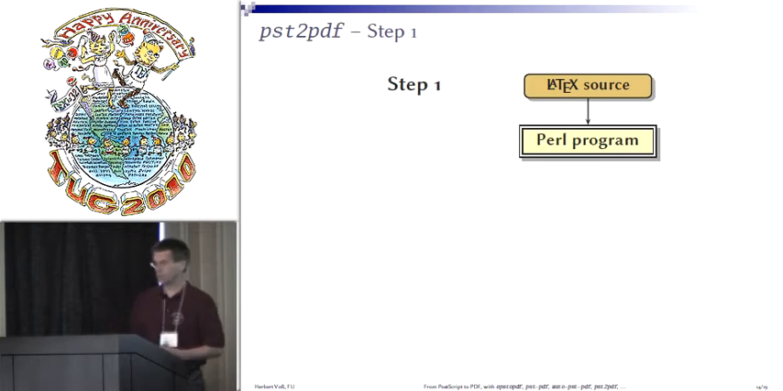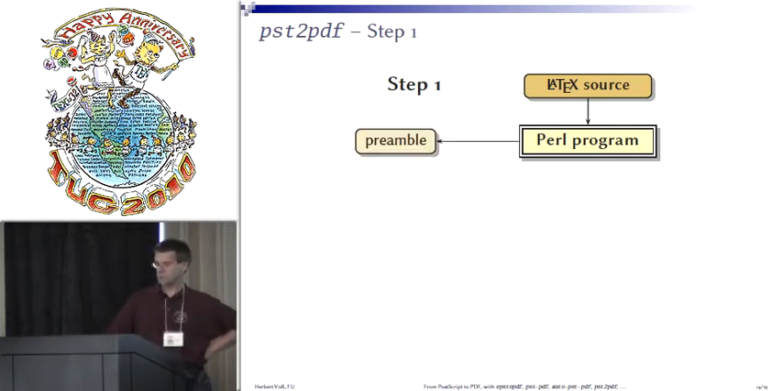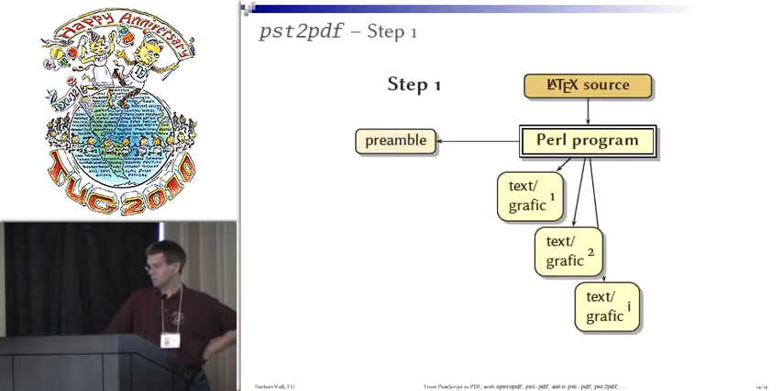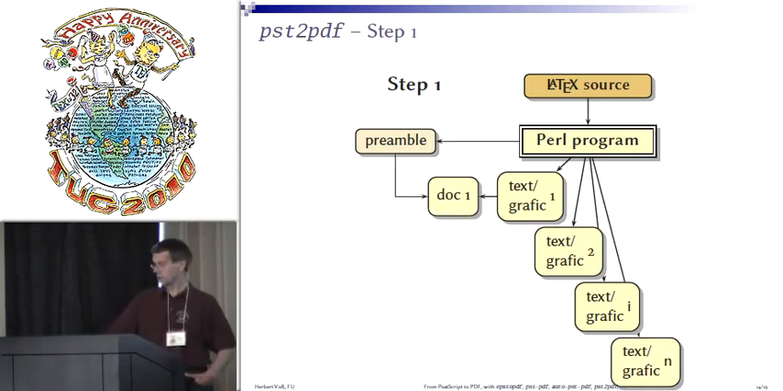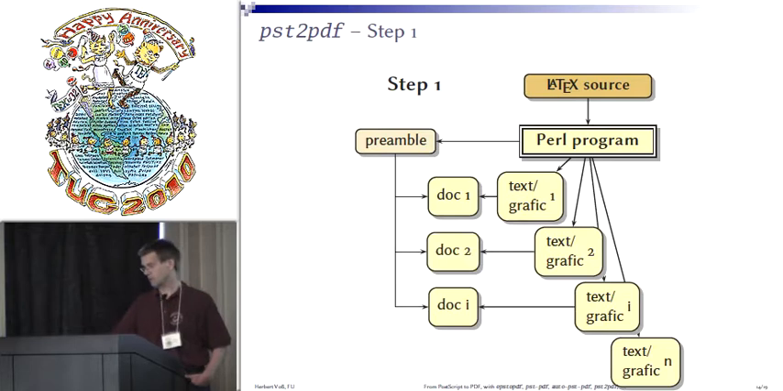This is a shell script, Perl script, sorry, and the Perl program takes the LaTeX source and writes the preamble out. Then every text or graphic which is encapsulated in a PostScript environment or pspicture environment, it creates, in this case, n files. Then it takes the preamble of the original document and the first text or graphic snippet and creates document 1, document 2, up to document n.